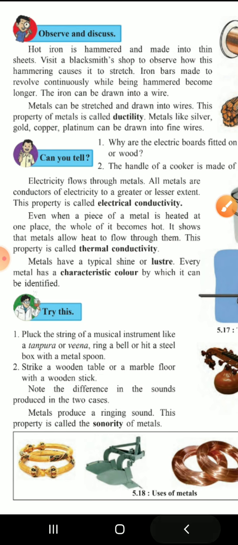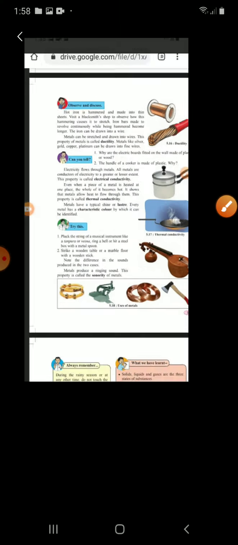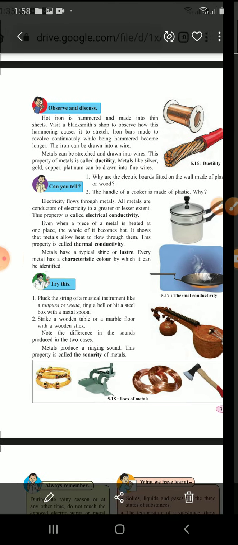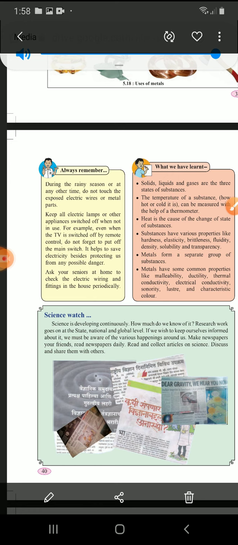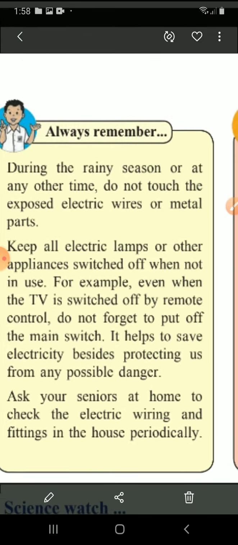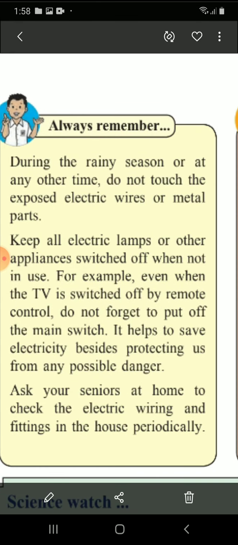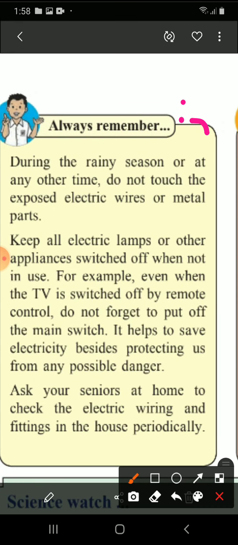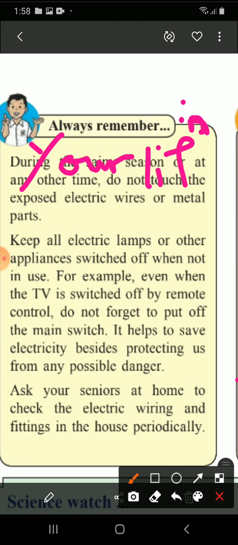Now, on page number 40. Always remember in your life.